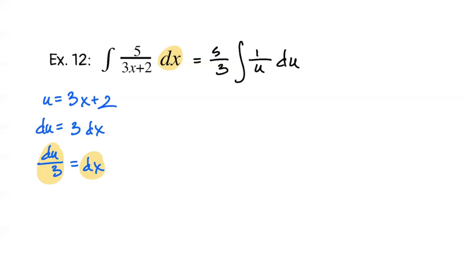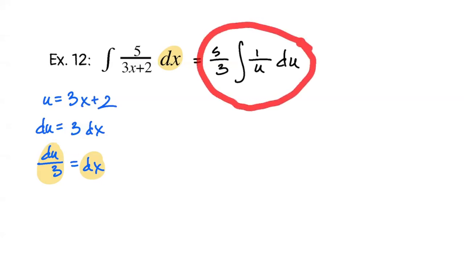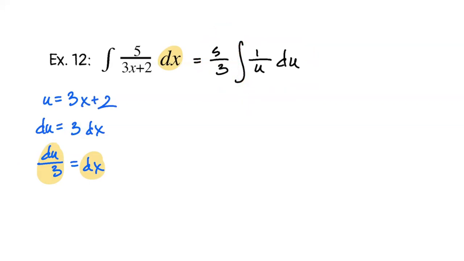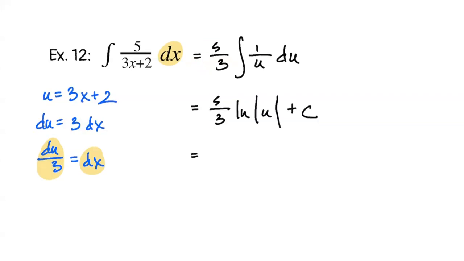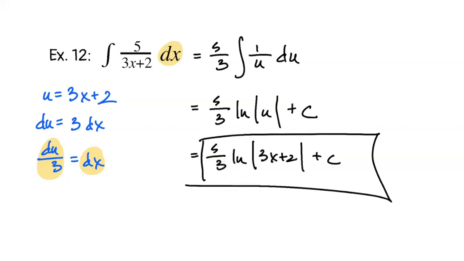All right. Now, the benefit of this particular integral is that it is one of our rules, right? This is our exception to the power rule. And so we can say 5 thirds natural log of the absolute value of u plus c. But at the end of the day, everywhere we see the u, we're going to put back in our 3x plus 2, plus c, and we'll call it a day. Okay.